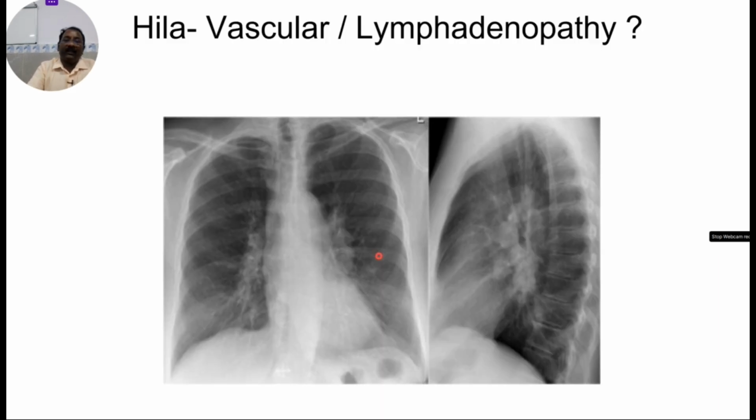See the vascularity here. See if you see the hilum. So this is the left hilum. This is the right hilum. Which one is abnormal? Right or left? Both are abnormal. That's the right answer. Since the right hilum is abnormal, the left hilum is abnormal. Is it nodal or vascular? Is it tuberculosis or is it sarcoidosis or is it pulmonary arterial hypertension, etc.?